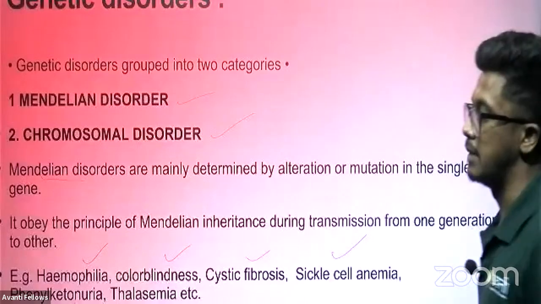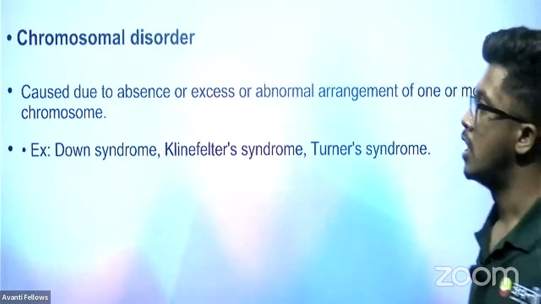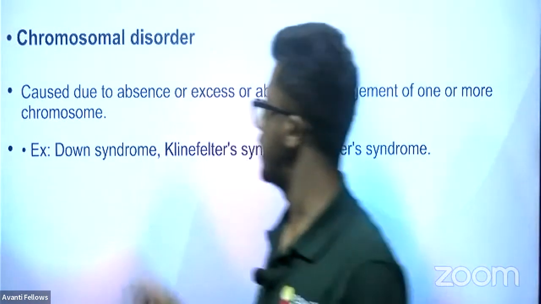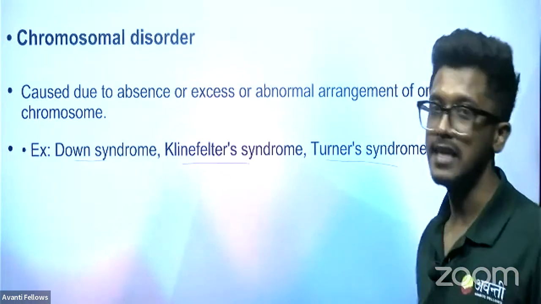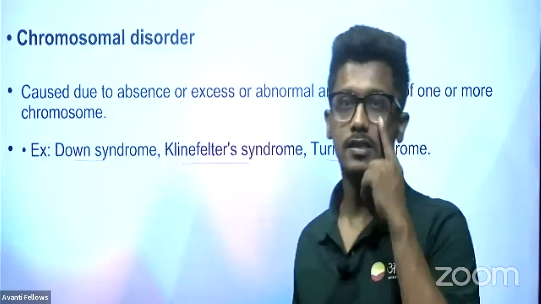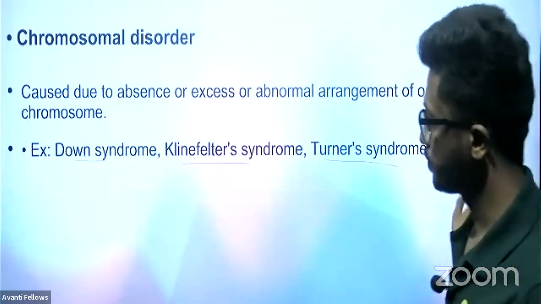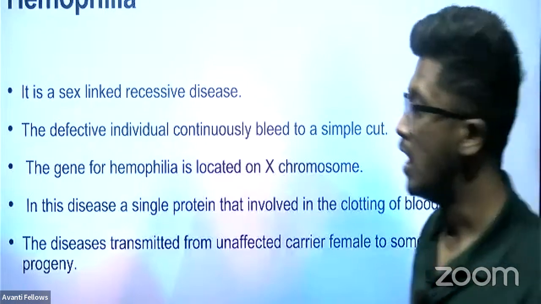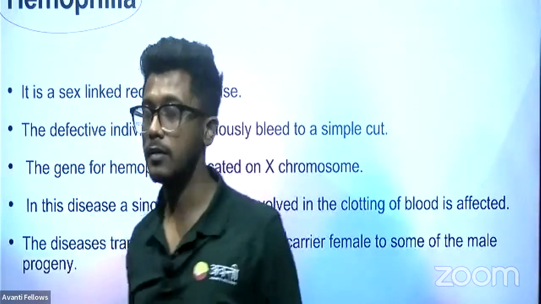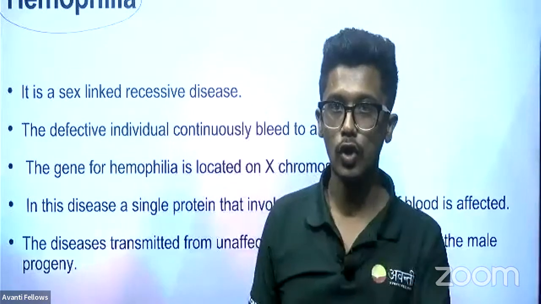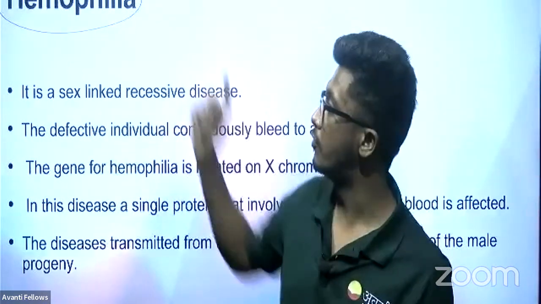So these are the examples for Mendelian disorders. Chromosomal disorders examples would be Down syndrome, Klinefelter syndrome, and Turner syndrome, which are the textbook examples that we usually study. So let's go to the first one. First one is hemophilia. Under Mendelian disorders, the first disorder that we are going to target is hemophilia.